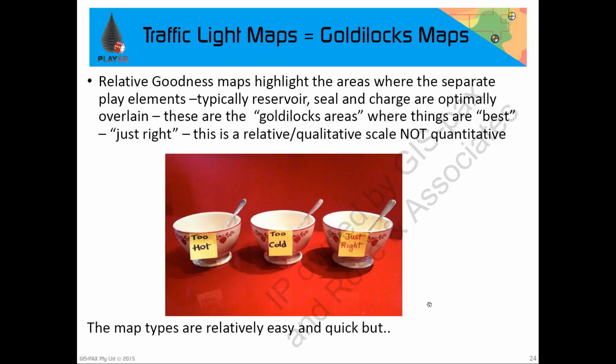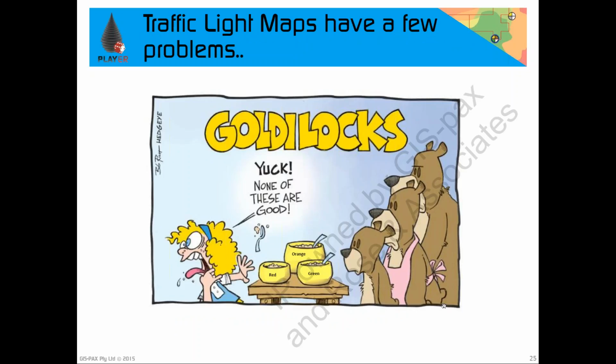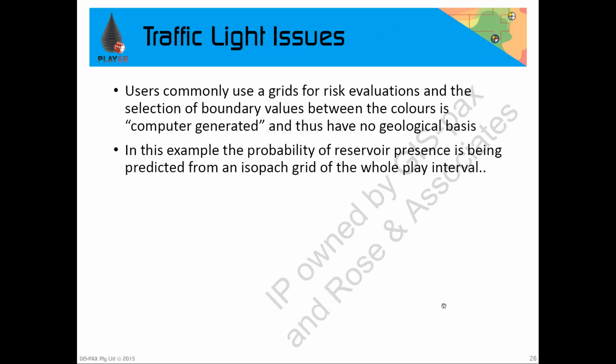They really just say, over here it's not very good, over here it's good, and here it's just right. So that's why I tend to call them Goldilocks maps. They are easy and quick, but they do have a few problems. So let's go through some of those issues or problems. And the primary one that I see a lot is that people use grids and then partition them to make them into risk or chance evaluations.